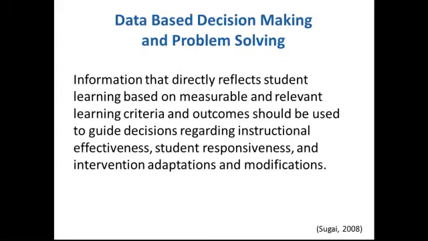The second critical feature, data-based decision-making and problem-solving, means that our problem-solving really needs to be based on measurable and relevant learning criteria so that our decisions are guided by valid and relevant and reliable data sources. This way we can use data to make changes and determine what should occur this year, and also what changes need to occur in the future to make sure that all students are successful.